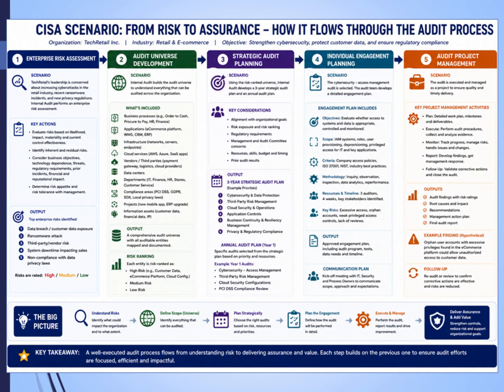The process then moves into strategic audit planning. Using the risk-ranked audit universe, internal audit develops a multi-year strategic audit plan and an annual audit plan. Audit priorities are selected based on organizational goals, regulatory requirements, management concerns, available resources, timing, and prior audit results. In this example, high-priority audit areas include cybersecurity, data protection, third-party risk management, cloud security, application controls, and business continuity. These areas are prioritized because they represent the highest risk exposure to the organization.